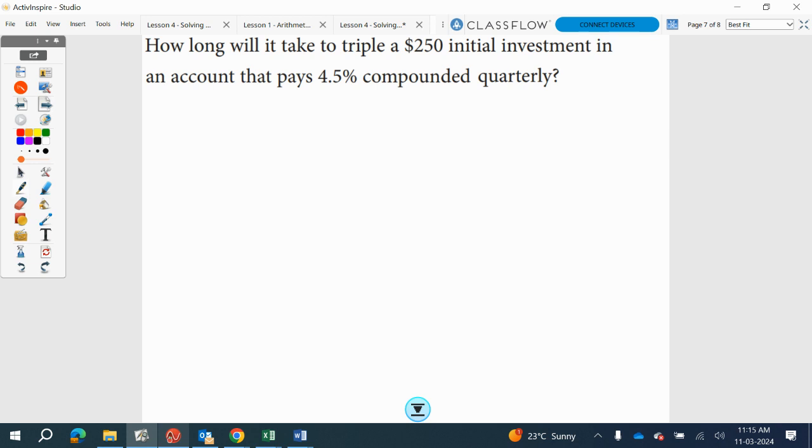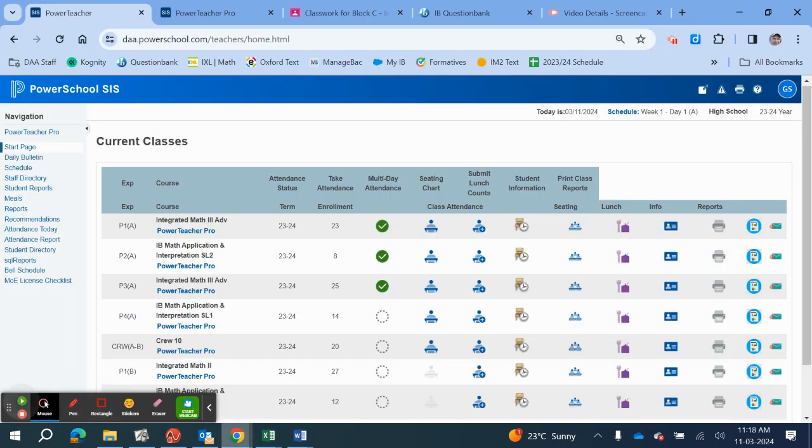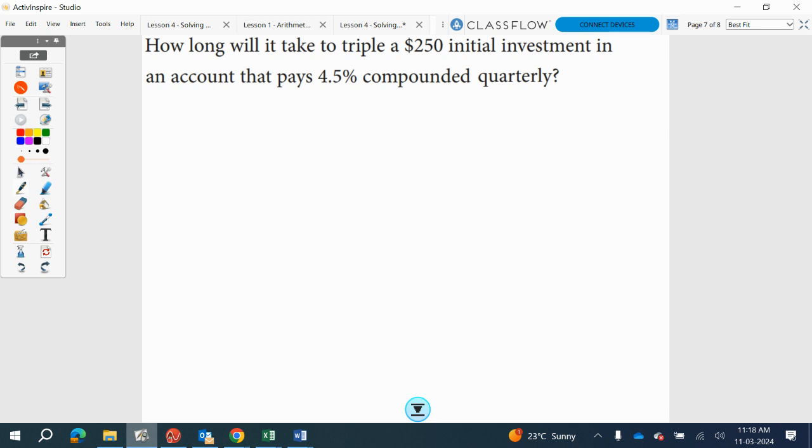Have a go at this question for yourself. All right, so when we do these ones, we've got the general formula that the future value equals the present value times 1 plus the percentage rate over 100, to the power of the number of quarters times the years. This is the standard formula. I can adapt that one for this question.